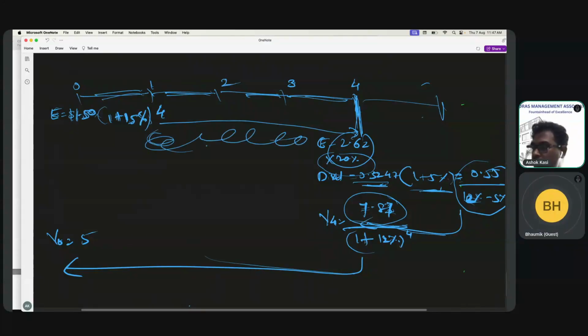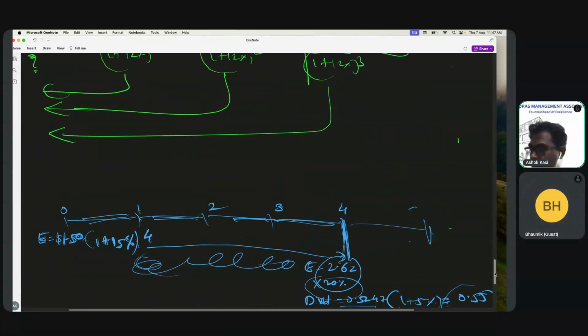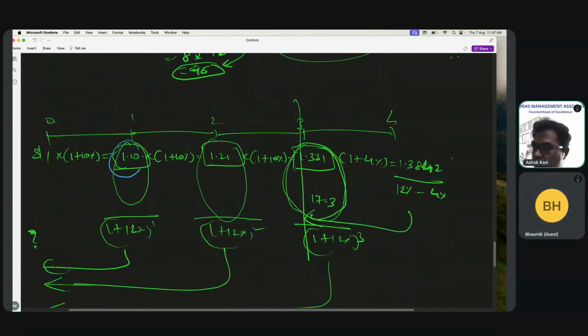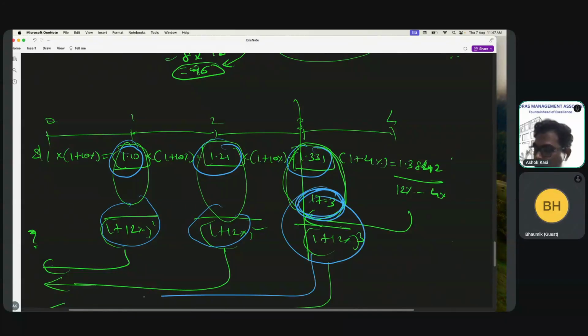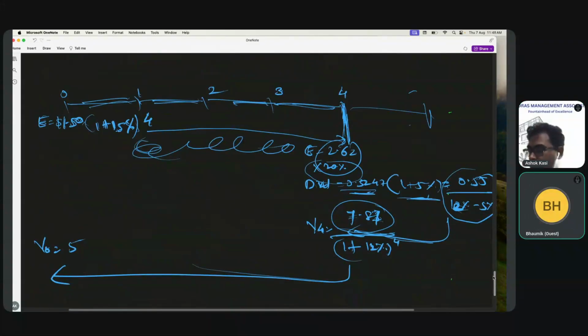So I discounted it. There is no other cash flow in between. Earlier there were cash flows in between, so we accounted for those as well. Now there is no cash flow. Now it's like only 17.3 you are going to get, so only this much you have to discount.